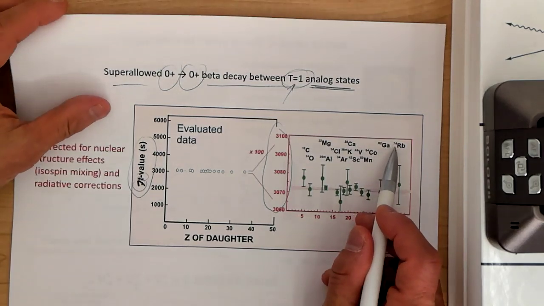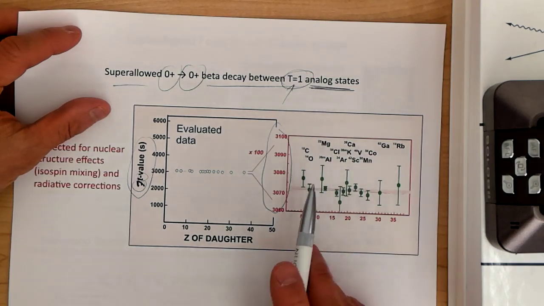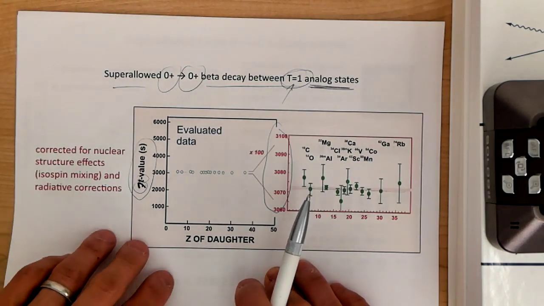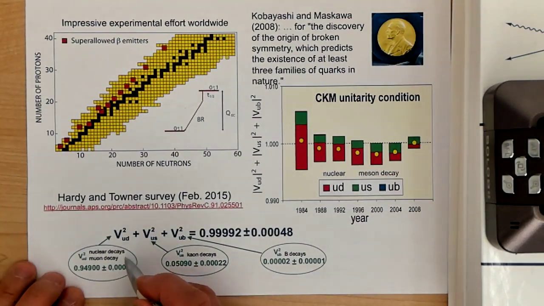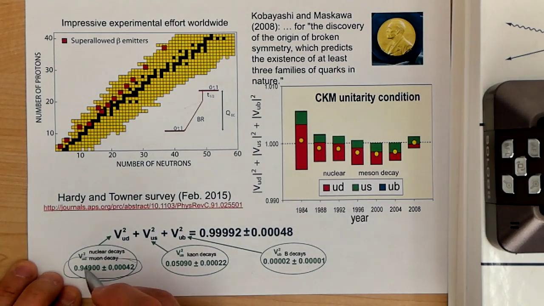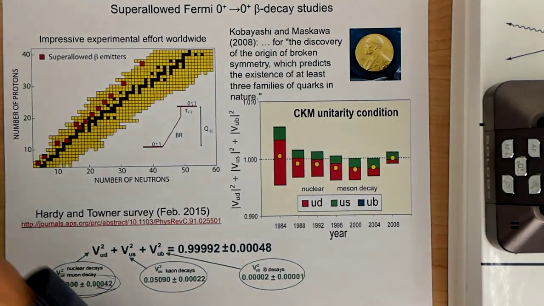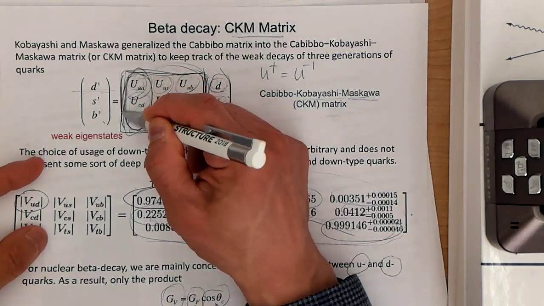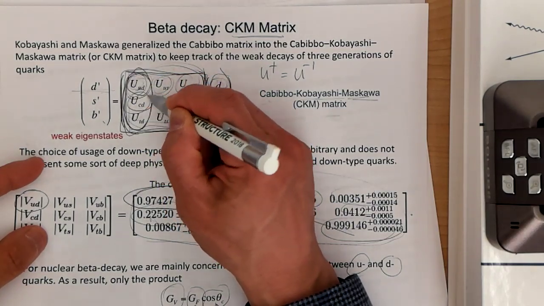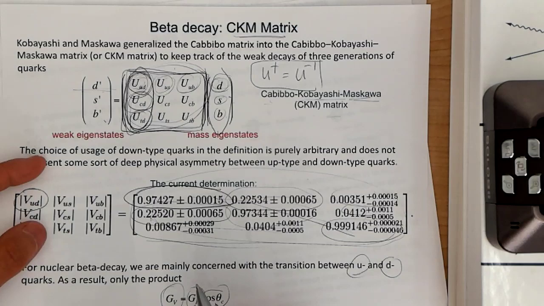As I said, these superallowed Fermi decays are insensitive to the nuclear structure, and so that can be used to make a prediction for V_ud. In fact, the V_ud squared value here is about 0.949, with rather small errors. Now, because we said that the Cabibbo-Kobayashi-Maskawa matrix was a unitary matrix, that means that every row, if I take this row here, the square absolute value of this plus the square absolute value of this plus the square absolute value of that, must equal 1 in order for this condition to work.